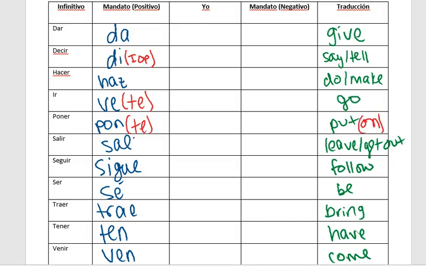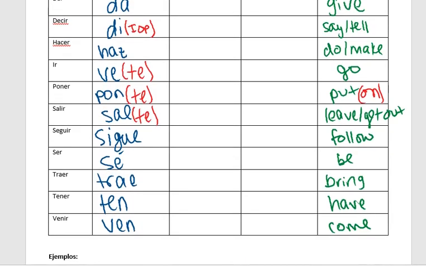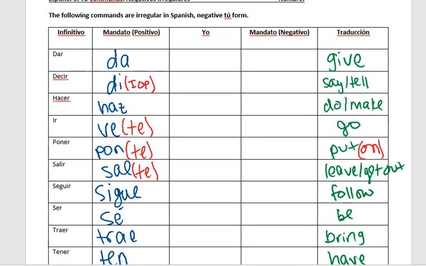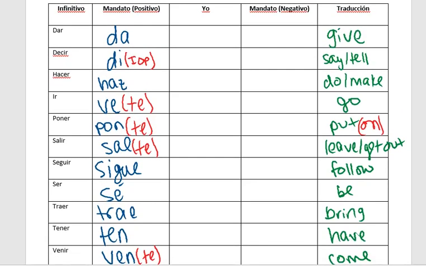Sal for leave or get out. Sigue is follow. Sé to be. Trae is to bring. Ten to have, and ven or vente is come. So I want you to go through, and we're going to look at these yo forms now.